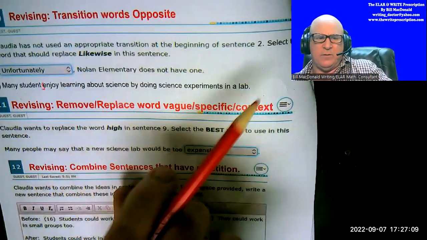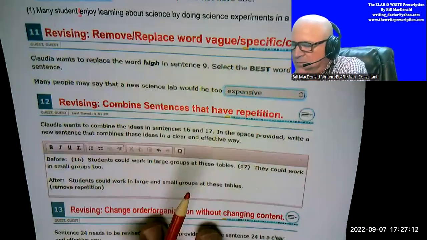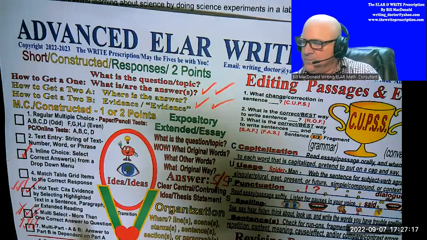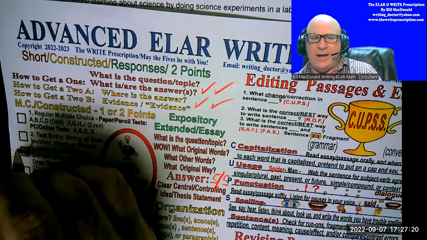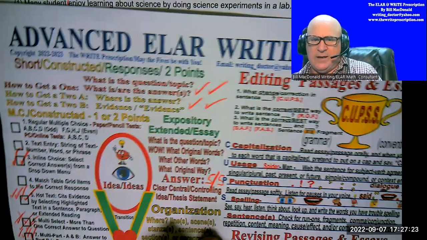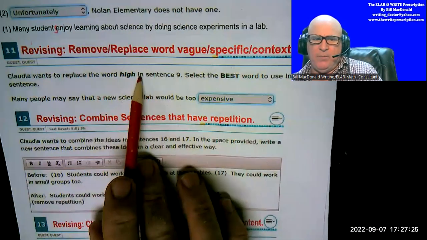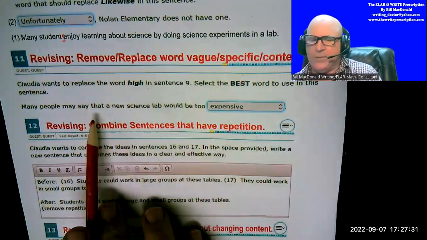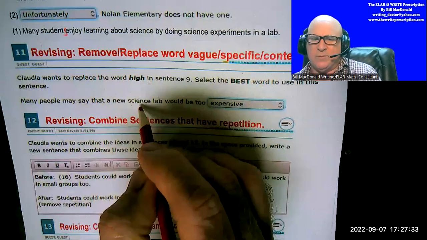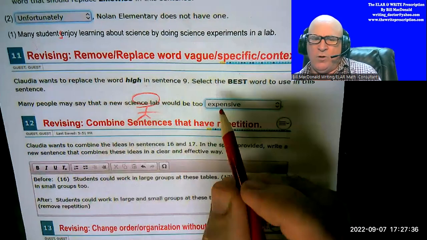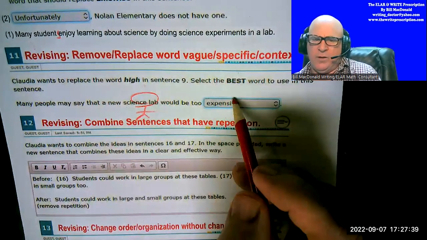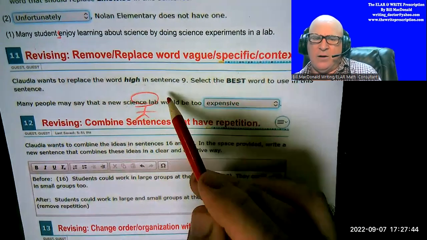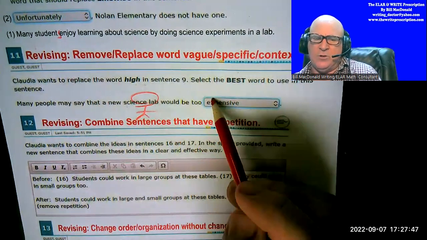Number 11, another drop-down menu. Inline choice, drop-down menu. Claudia wants to replace the word "high," that's too vague, in sentence 9. Select the best word to use. Many people say that a new science lab or subject, okay, what are we talking about? The science lab would be too expensive. Too high would be elevation. Expensive would be the price. And you can tell by the sentences that follow it, they're talking about cost, not the altitude of something.